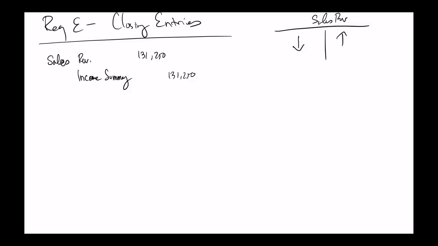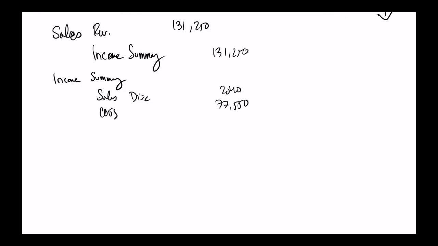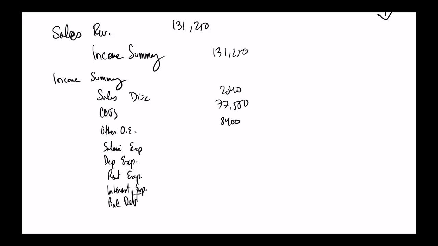Step 2, we're going to close our expense accounts. So debit income summary, and we're going to credit all of our expenses. Sales discount was 2,040. We have COGS for 77,550. Other operating expenses, 8,400. Salaries expense, depreciation expense, rent, interest, bad debt, and income tax.